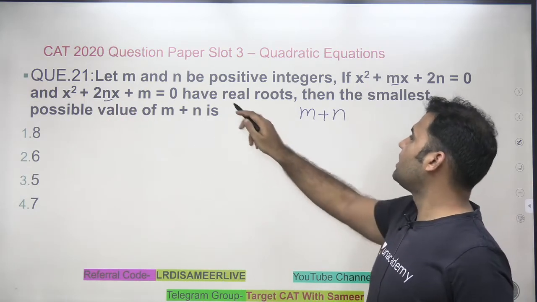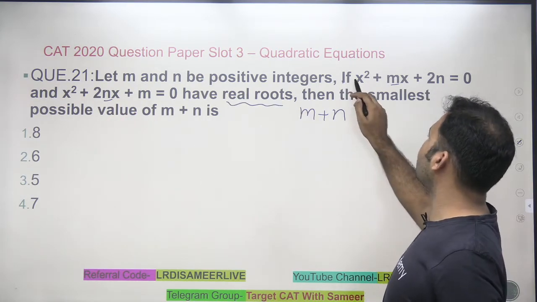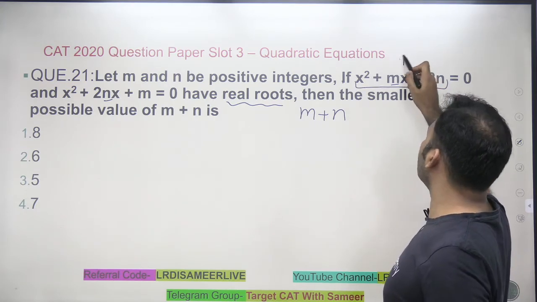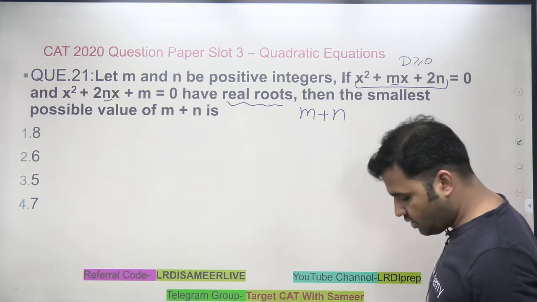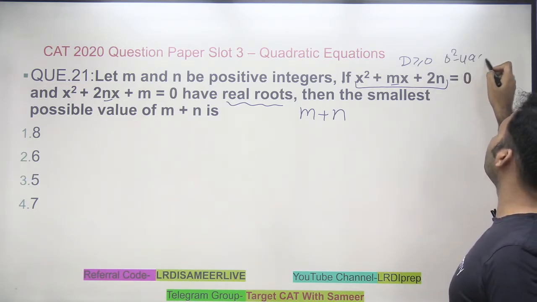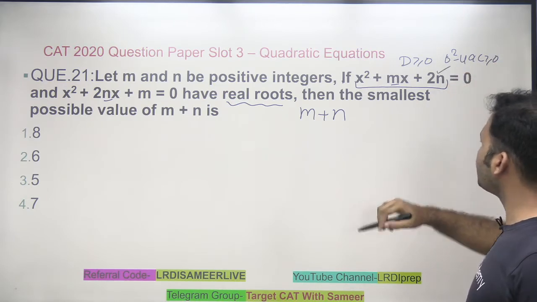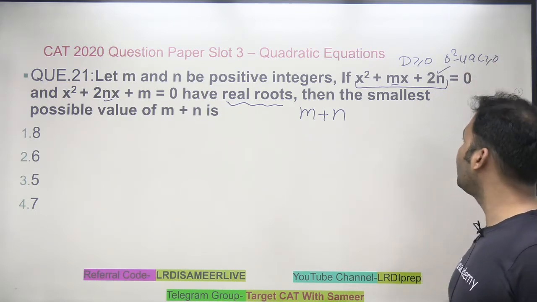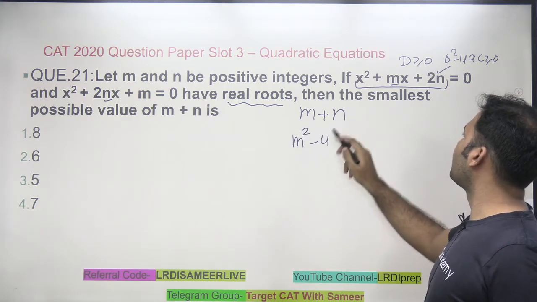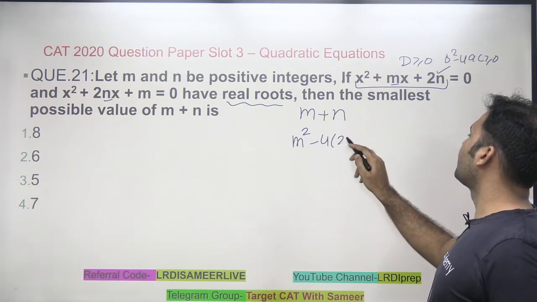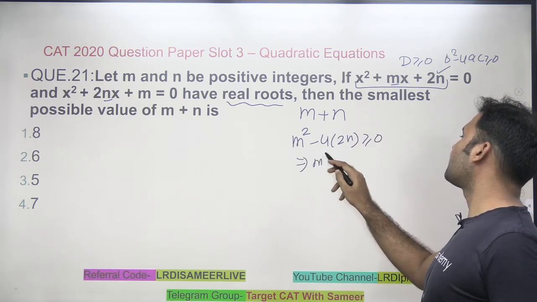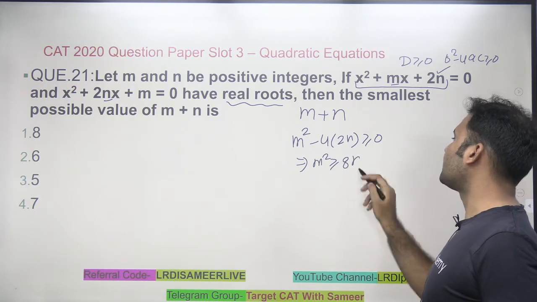Now because it is given that the roots are real, can I say the discriminant will be greater than or equal to 0? If I apply the condition of the discriminant being greater than or equal to 0, discriminant means b square minus 4ac should be greater than or equal to 0. So in this quadratic equation I'll have a relationship between m and n: b square minus 4ac, that means m square minus 4 into a into c should be greater than or equal to 0, or you can say that m square should be greater than or equal to 8n.